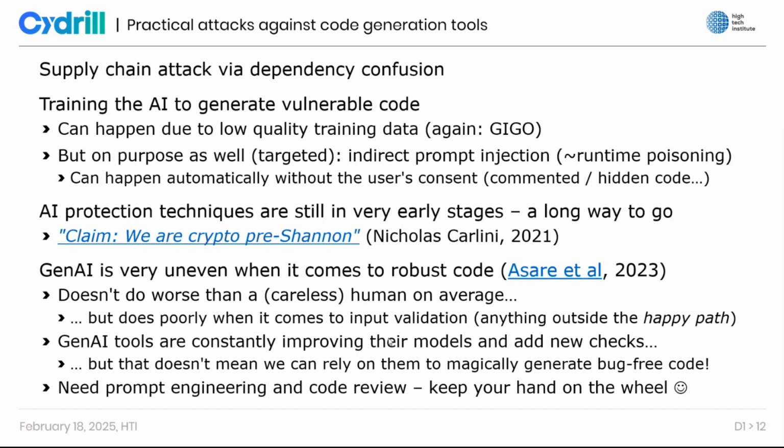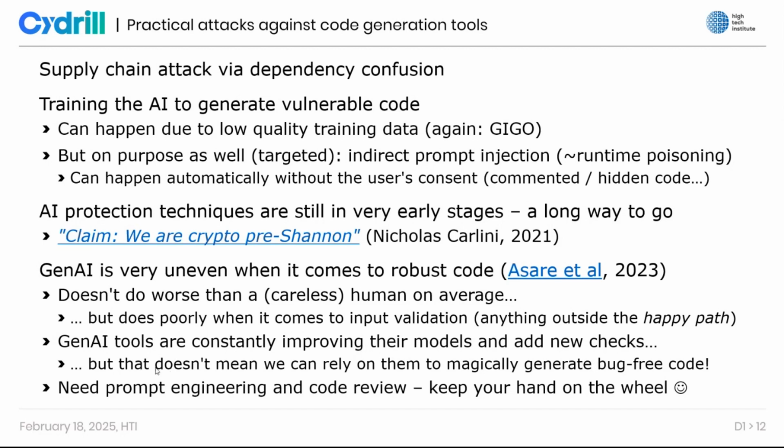Now, I should say, of course, that just like with AI in general, these tools are constantly evolving. They are adding new checks, some of them inside the model, some of them outside the model, that help with this. And of course, they are here, but that doesn't mean that we can rely on them generating perfect bug-free code just by magic, because, well, that's not how they work. It is very useful, of course, these kinds of checks and these kinds of improvements, but a lot of it is treating the symptoms, and the underlying causes are still essentially untreated.